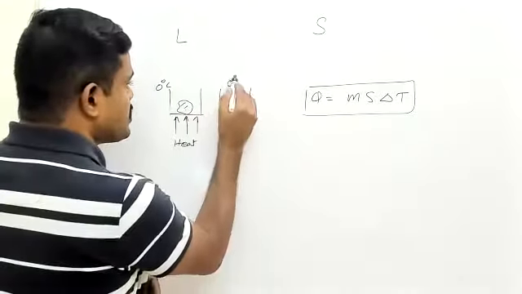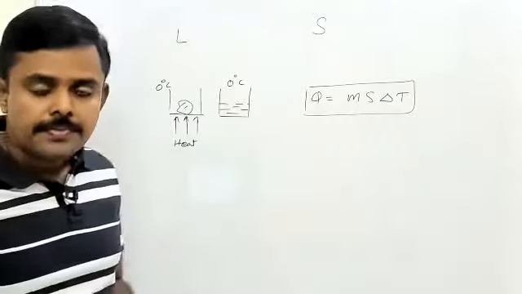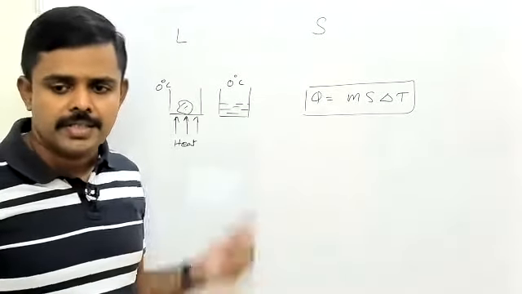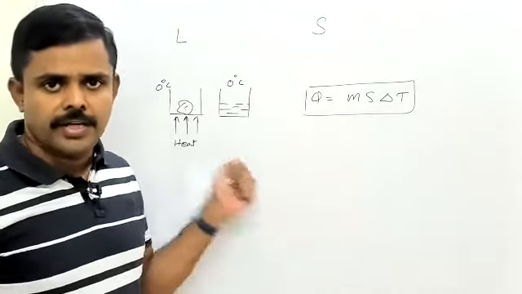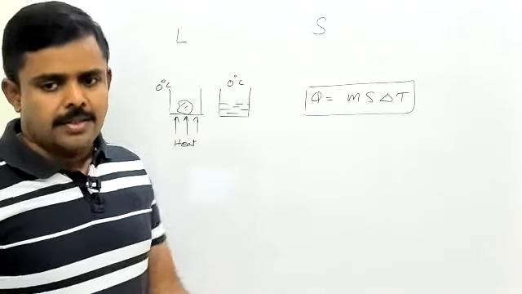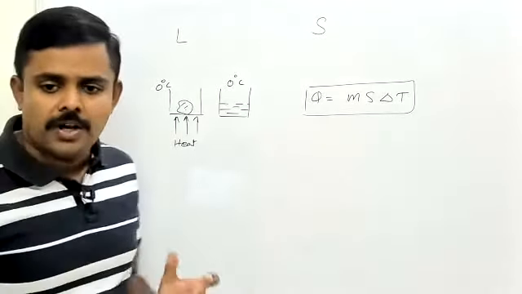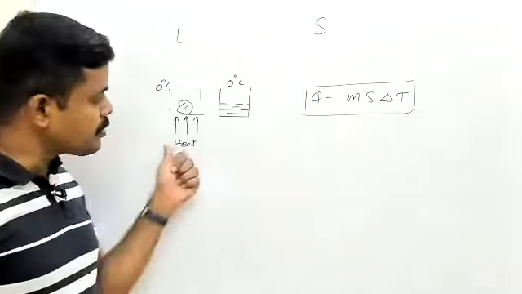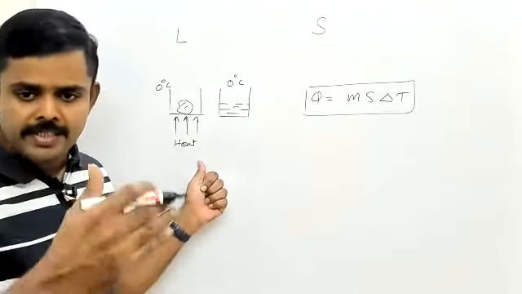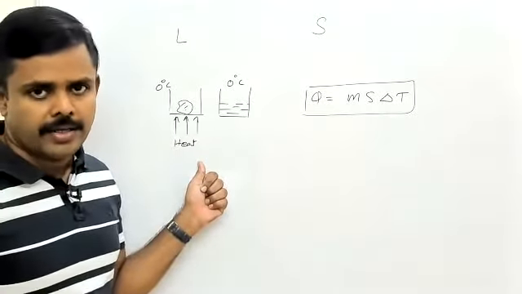So ice at 0 degrees Celsius gets converted to water at 0 degrees Celsius. This is a phase transition, solid to liquid. Correct? This process is called the melting process. The reverse process is called the freezing process. We will see this in detail later on in another chapter. Okay.